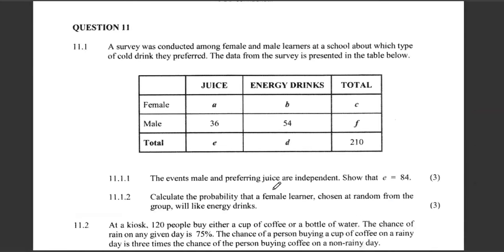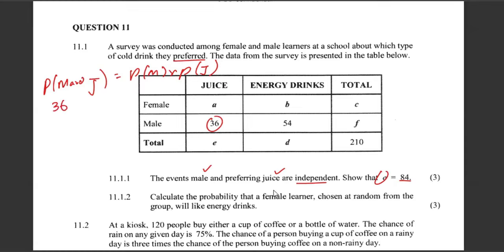A survey was conducted among female and male learners at a school about which type of cold drink they preferred. The data from the survey is presented in the table below. The events male and preferring juice are independent. Can we show that E is 84? So we know that male and juice is the same as male times juice. So how many male learners enjoy juice? Yeah, 36.